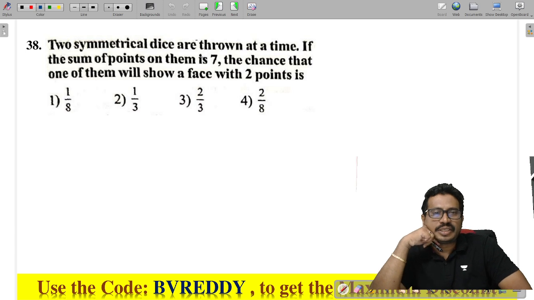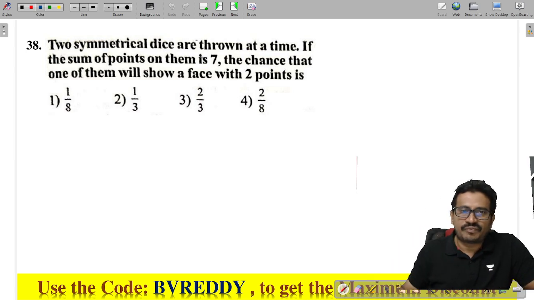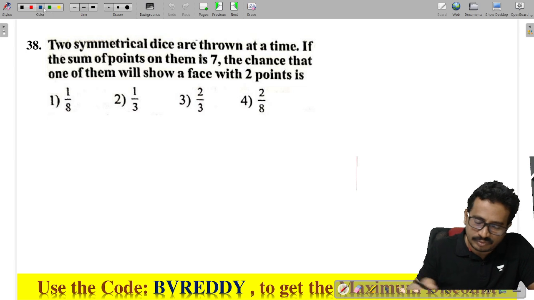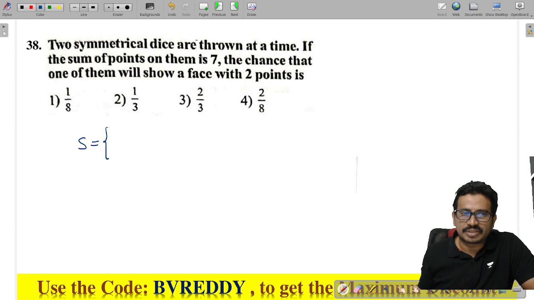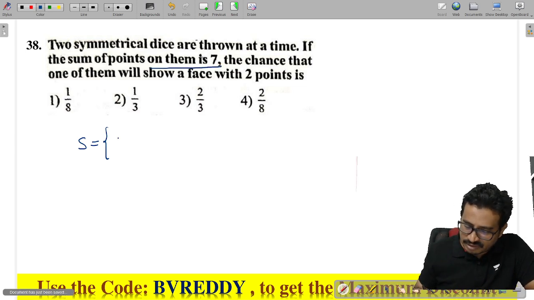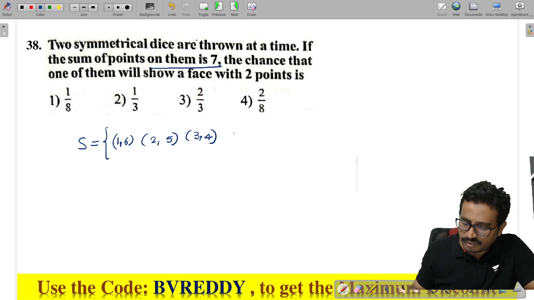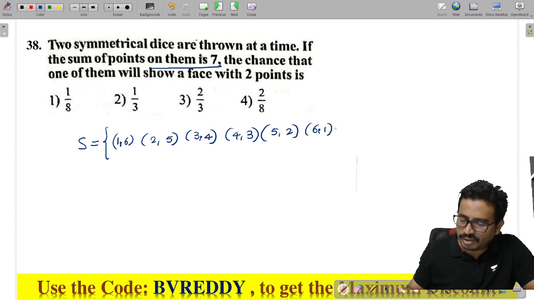Now, two symmetrical dice are thrown at a time. If the sum of the points is 7, find the chance that one of them will show a face of 2 points. So first of all, you tell me the sample space here. This is a conditional probability, and the sample space is given that the sum is 7. For the sum 7, the combinations are 1 comma 6, 2 comma 5 and 3 comma 4. Next 4 comma 3, next 5 comma 2, next 6 comma 1. Like this, 1, 2, 3, 4, 5, 6.